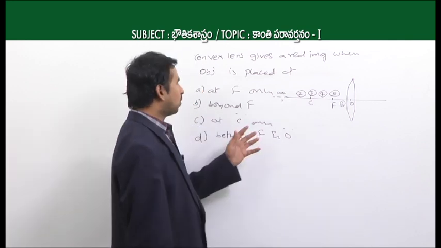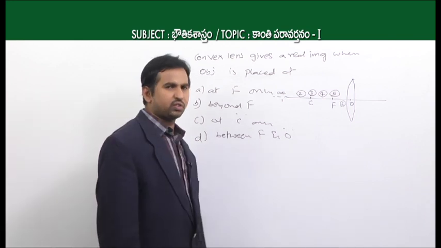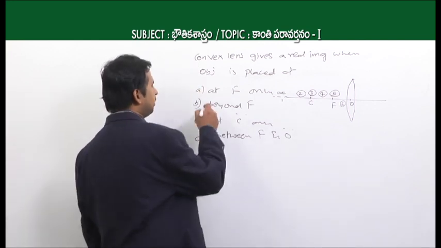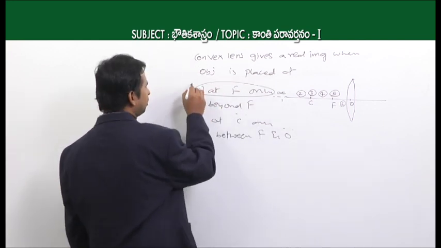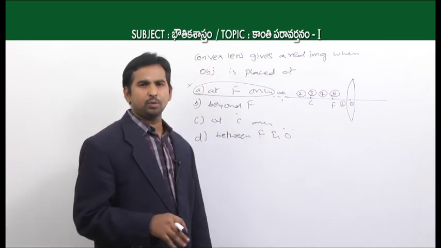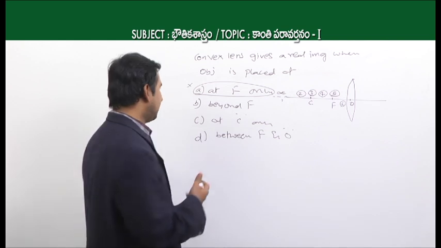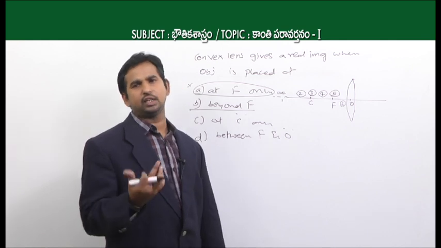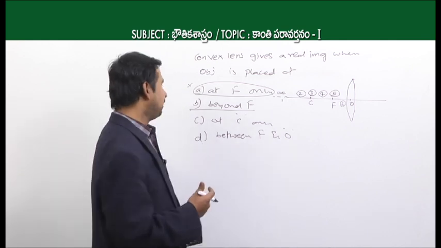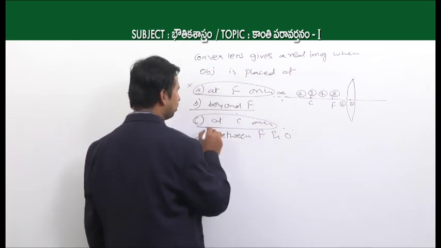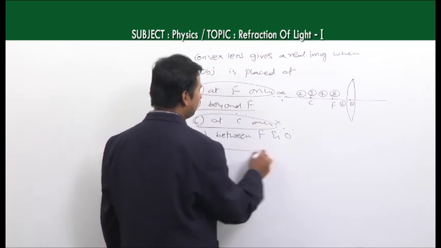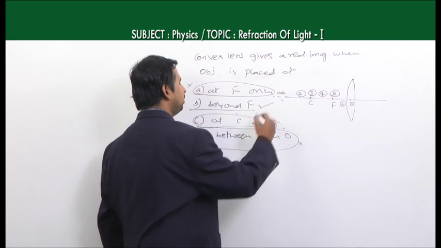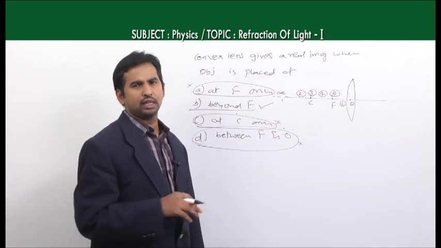So the convex lens gives a real image when the object is placed anywhere beyond the focus. The first option, at focus only, is wrong, since it need not be at the focus; it may be any position from focus to infinity. The second option, beyond focus, means after the focus we can take any position. The option C, at the center of curvature only, is wrong, and D, between F and O, is also wrong. So the answer is beyond the principal focus, anywhere other than the focus.